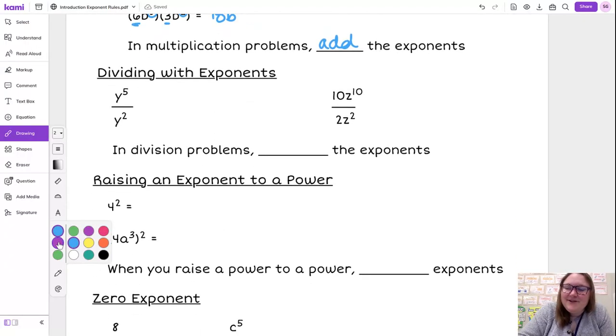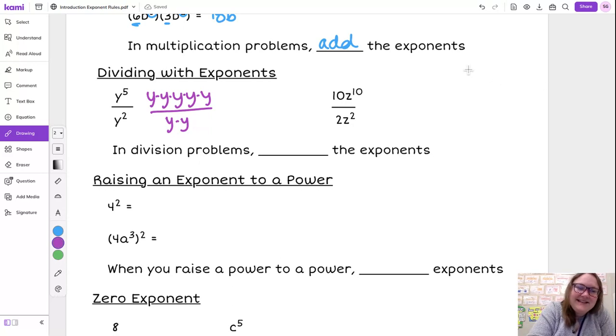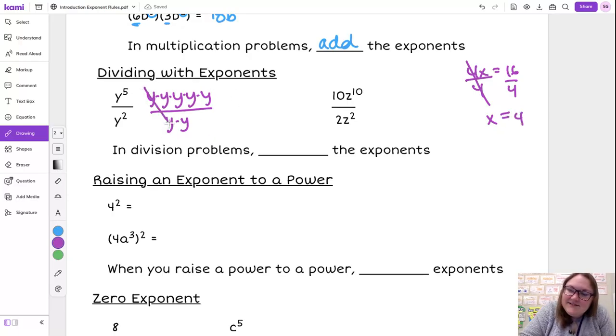Our second rule is what you do when you are dividing with exponents. So similarly, y to the 5th power would mean y times y times y times y times y, and y squared means y times y. Well, when you're dividing, anytime you divide something by itself, it cancels out. So we see this a lot when we solve equations, for example. We say those 4's cancel out, and it just leaves me with x. Over here, that means I can say these y's cancel out, these y's cancel out, and I am just left with 1, 2, 3 y's.